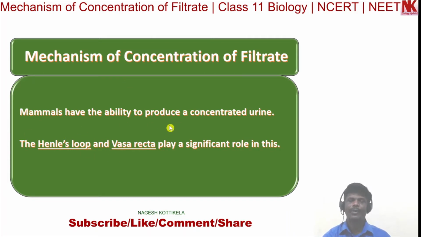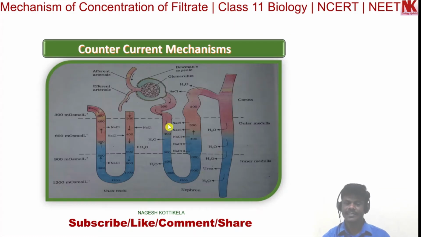Mammals have the ability to produce a concentrated urine. The Henle's loop and vasa recta play a significant role in this mechanism. This is Henle's loop and here is vasa recta.